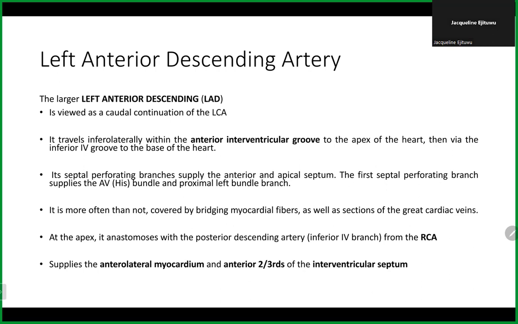At the apex, it anastomoses with the posterior descending artery, which is a branch from the right coronary artery in about 70 to 80% of individuals. So the left anterior descending artery supplies the major part of the heart, usually the anterolateral part of the myocardium and the anterior two-thirds of the interventricular septum. Next slide.